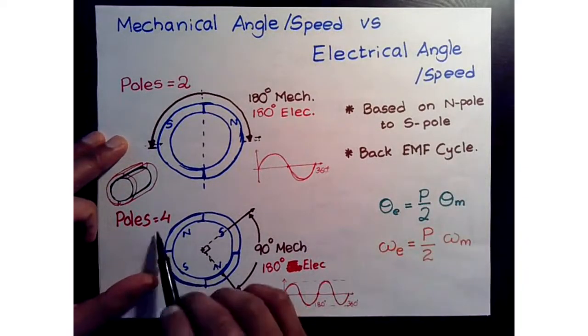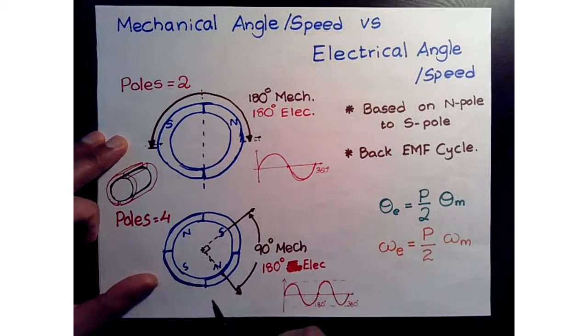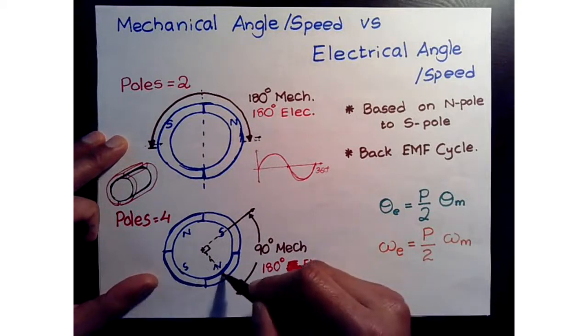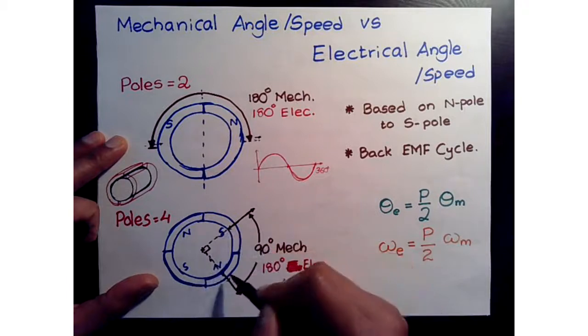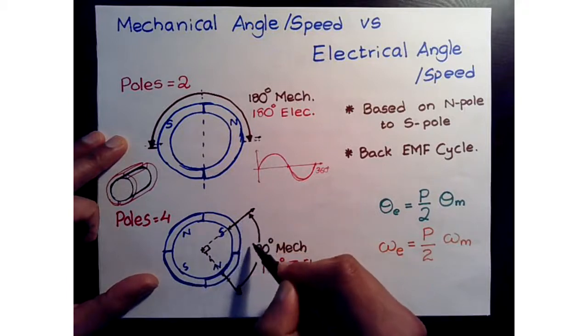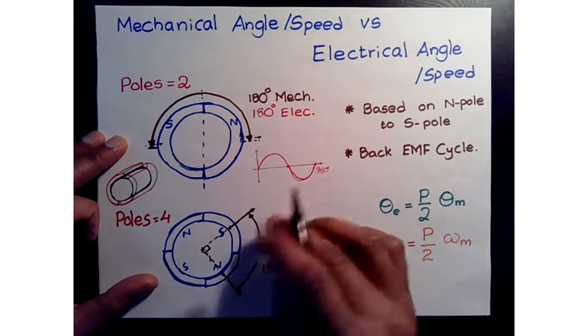Now, when we look at this four-pole machine, you can see that from the peak flux density of a north to the peak return flux density of a south, we have 90 degrees mechanical.